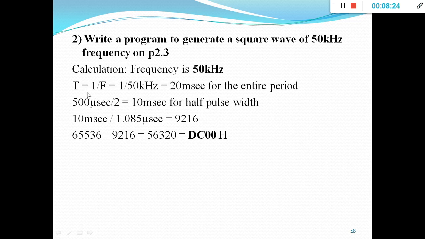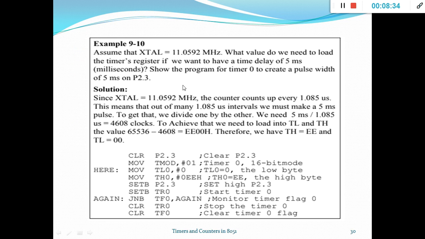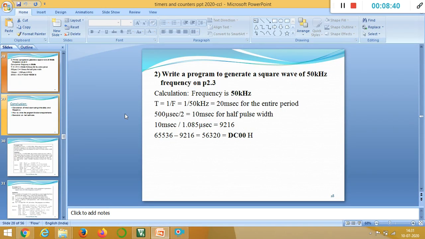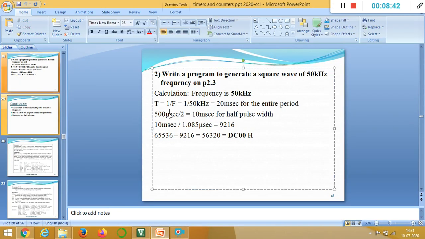Actually it is 20 microseconds, it's not 500 microseconds. So whatever value you got when you divide 1 by 50 kilohertz, it is 20 microseconds. Let me correct this one. This is 20 microseconds, not 500, which was the previous value. So when you divide 20 microseconds by 2 you are going to get 10 microseconds, and this time is for the half pulse width.